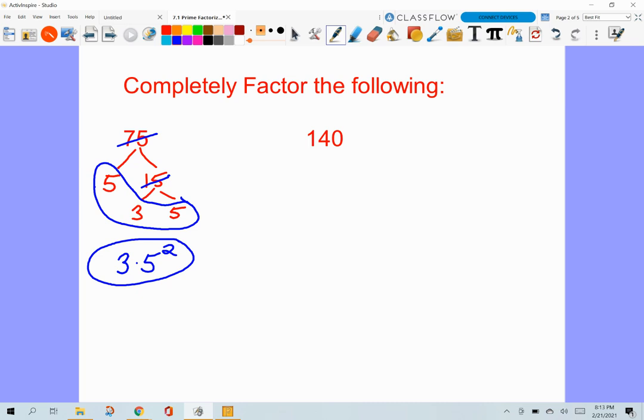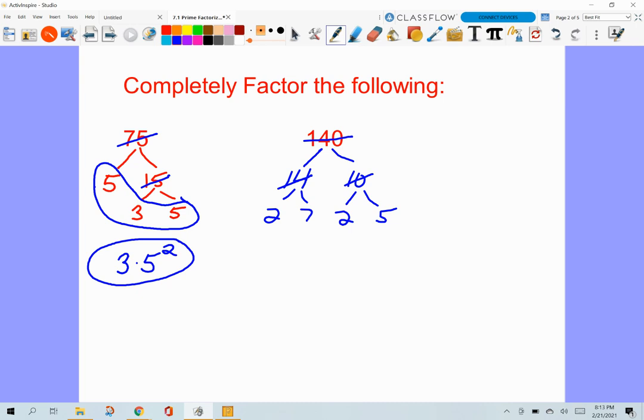So let's go back to 140. I'm going to split that guy. That is 14 times 10. Okay, no more 140. 14 is 2 times 7. No more 14. 10 is 2 times 5. No more 10. Now, if you're not real good with your multiplication tables, if you don't know your multiplication facts, you can just grab that calculator and start dividing by something until you get a hit.